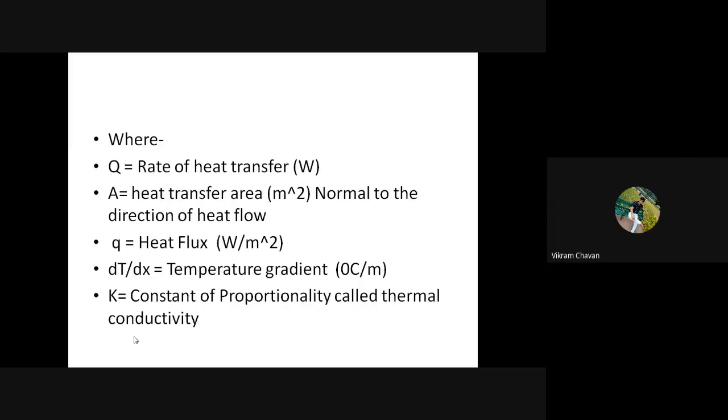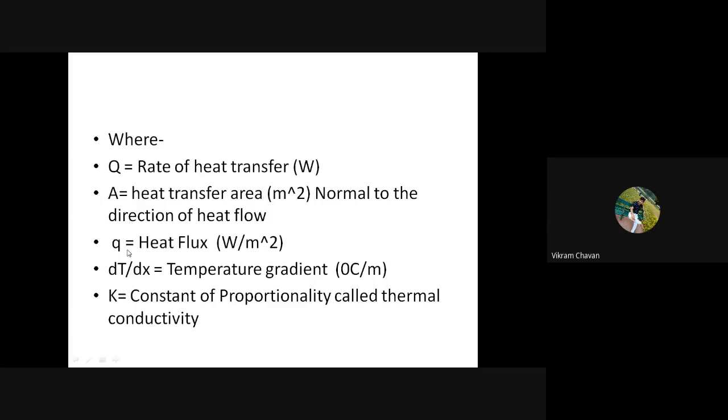So further we have discussed their significance, the meaning of the quantities we have taken over here. Q is nothing but the rate of heat transfer, and its unit is watt. Always take the unit of Q as watt. Then second is capital A, the heat transfer area or available heat transfer area, and its unit is meter square. That area should be normal to the direction of heat flow.